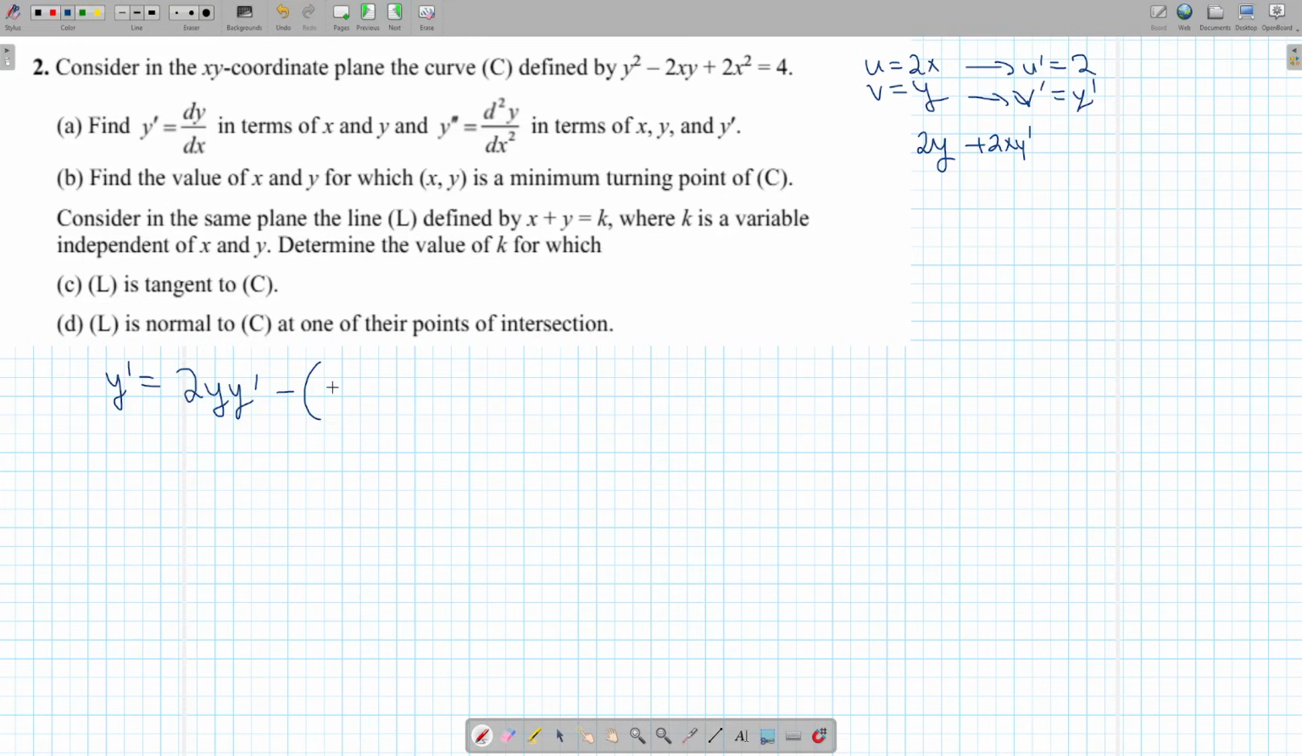Okay, so minus 2y plus 2x y prime plus 2x squared equals... plus 2x squared. I have to derive 2x squared, which is 4x, equals 0. To find y prime, I'll take 2 dots. Anyways, so 2y y prime minus, let's distribute this minus, 2y minus 2xy prime plus 4x equals 0.